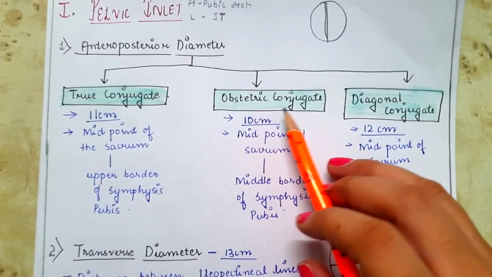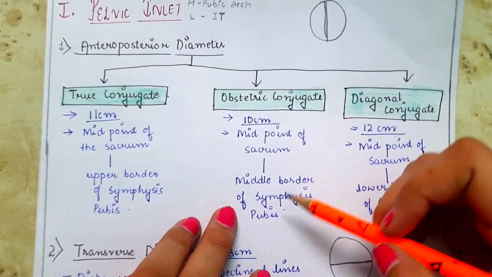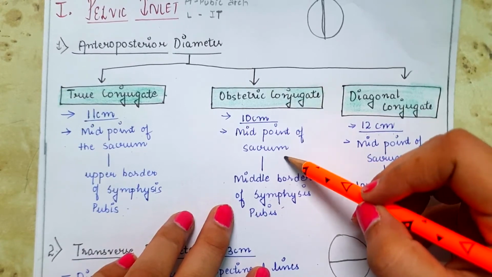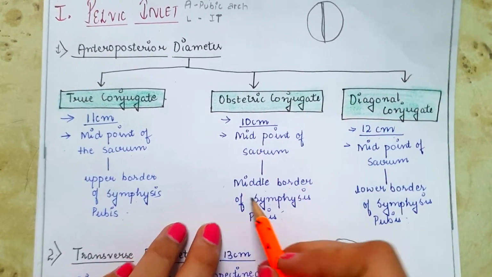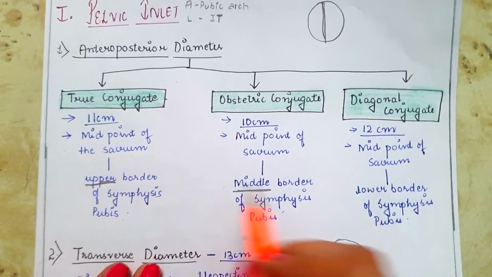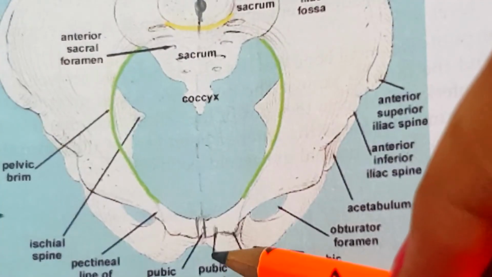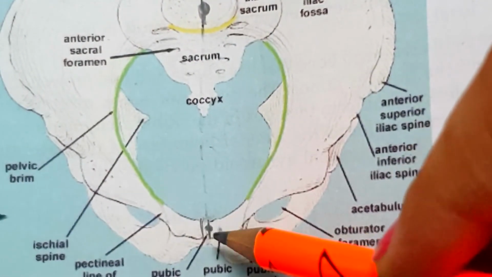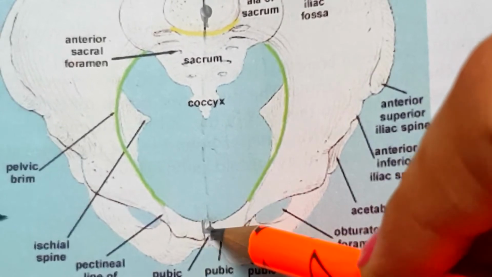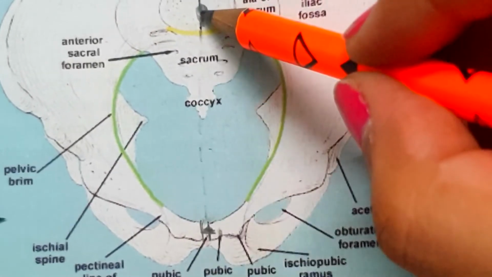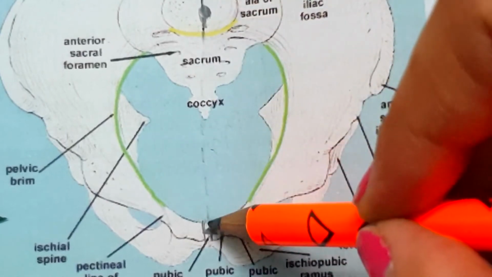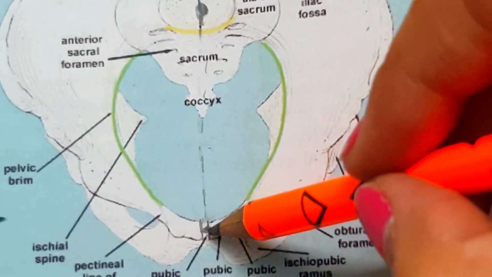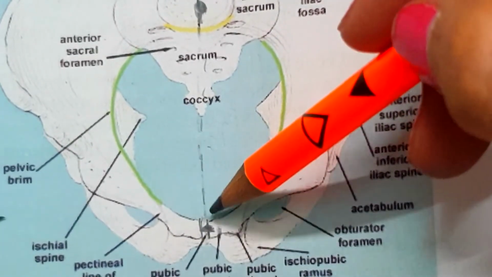Next is the obstetric conjugate. This diameter extends from the middle border of the symphysis pubis to the midpoint of the sacrum, and it is 10 centimeter. Here you can see this is the middle border of the symphysis pubis. From the middle border of the symphysis pubis to the mid of the sacrum, this diameter is known as the obstetric conjugate, and it is measured from the inner side of the pelvis.